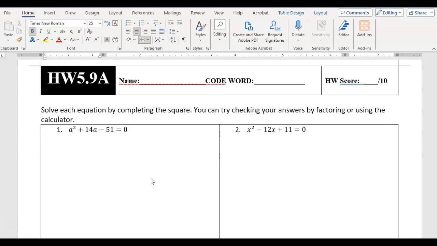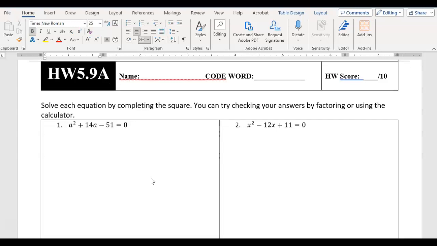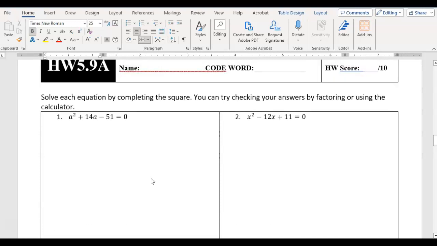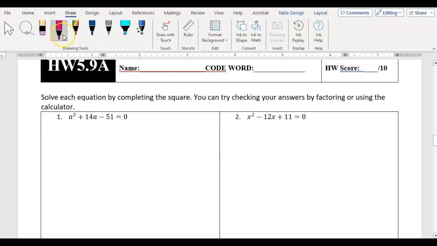I'm going to go over the first one because it's a good example of what you should do for the first three, and then I'm going to skip down to number 4. So you are still responsible for doing all of them, and if you need help, that's okay. Just ask me for help, text me.